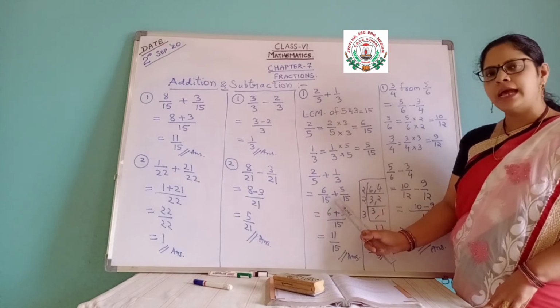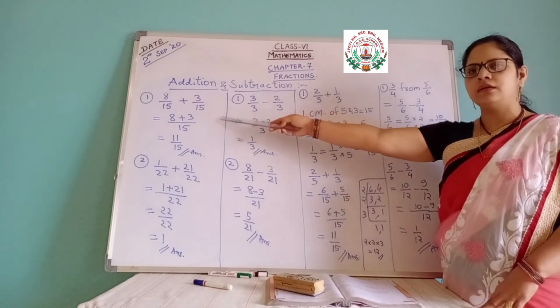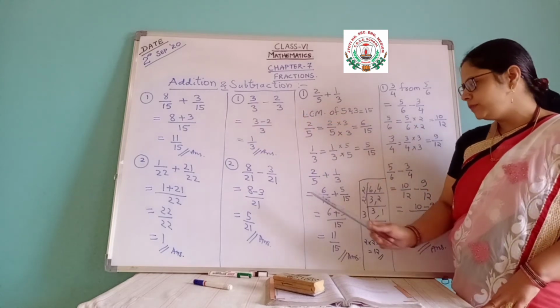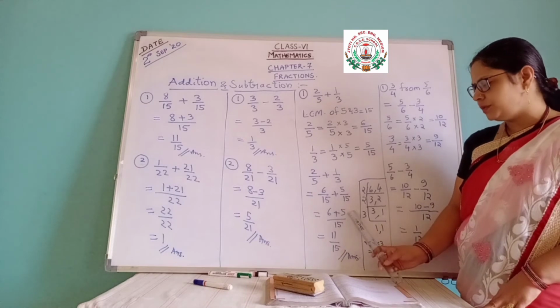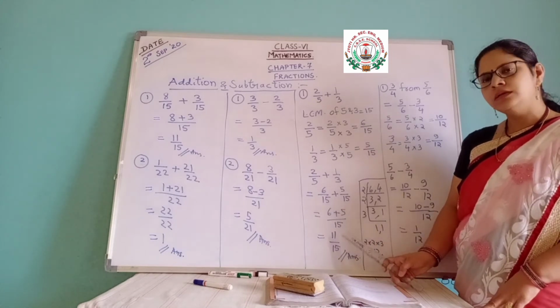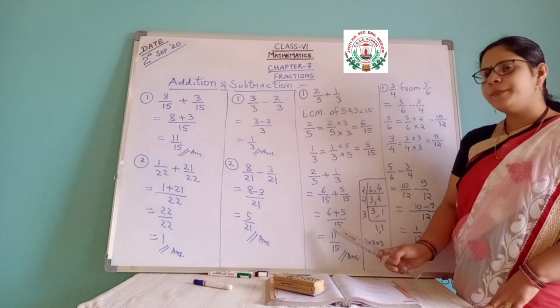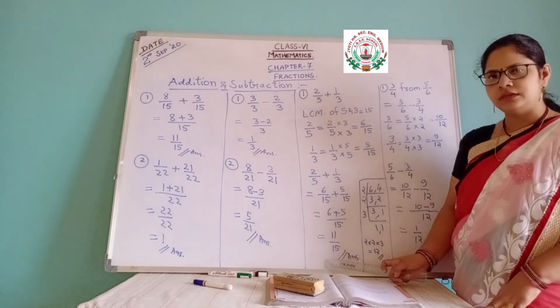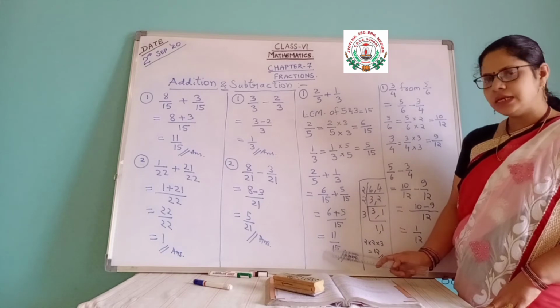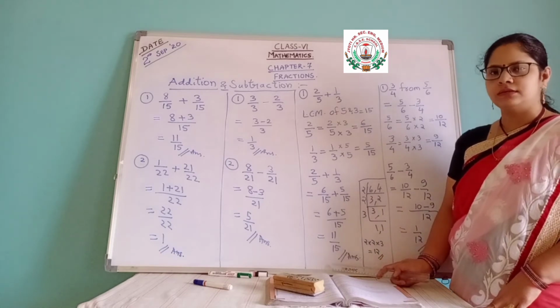Now this question has converted to the same denominator. So direct addition of the numerators we can do. So by direct addition of the numerators, you get 11 by 15 as the answer. Unlike comparison, where we were changing the numbers, here there is no need to make any changes. This 11 by 15 is the answer.